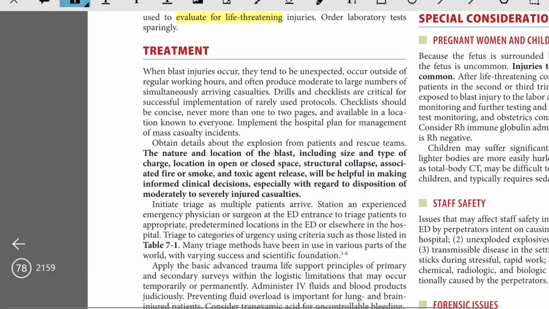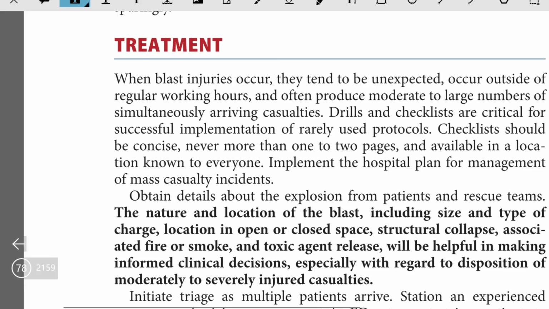Greetings of the day. In the last part of the series regarding blast injuries, we are going to discuss treatment in this video. So, the treatment part of the blast injuries.